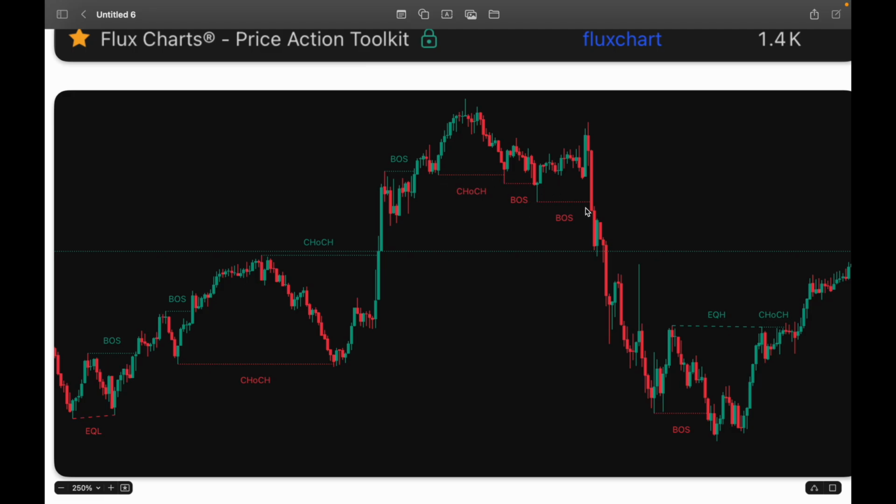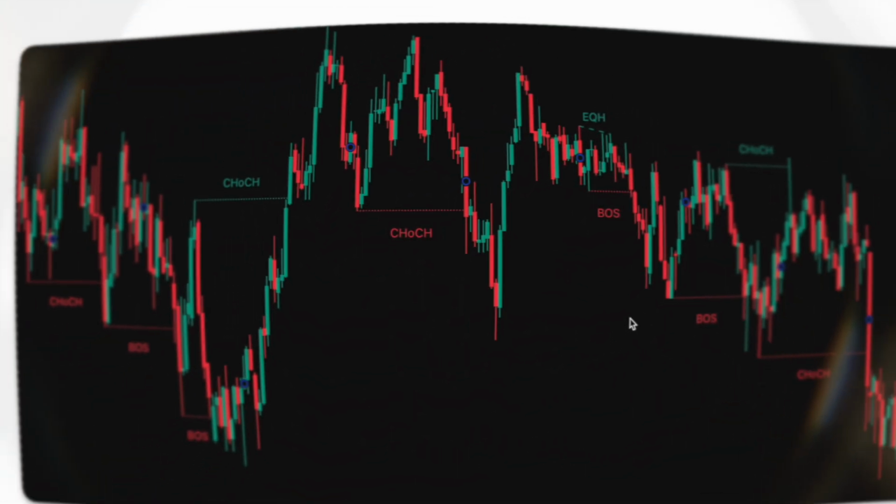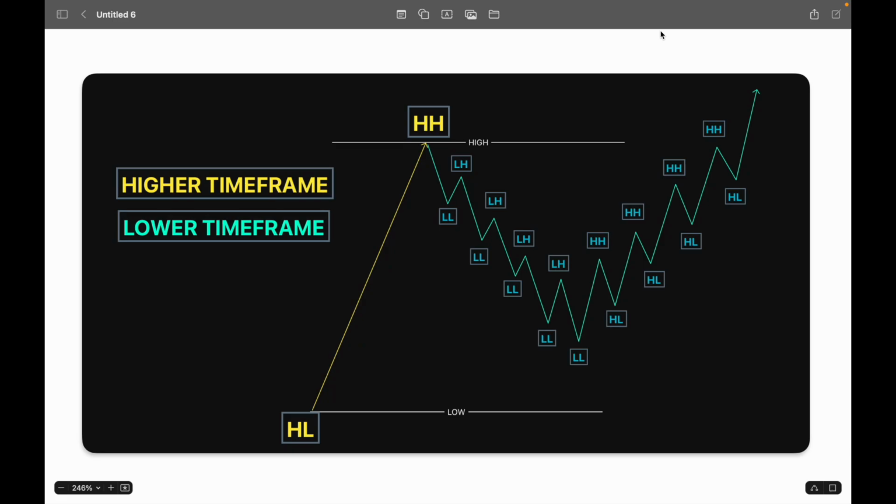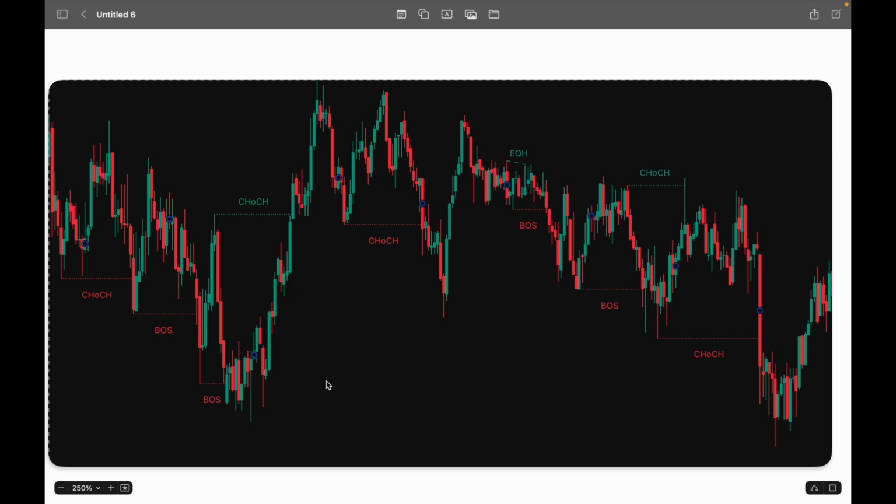Now we're moving down, it's creating the lows. When we look at this piece of price action right over here, it draws out your market structure really neatly. If you struggle to identify break of structure, change of characters, all of those things, equal highs, equal lows, this indicator does everything for you.